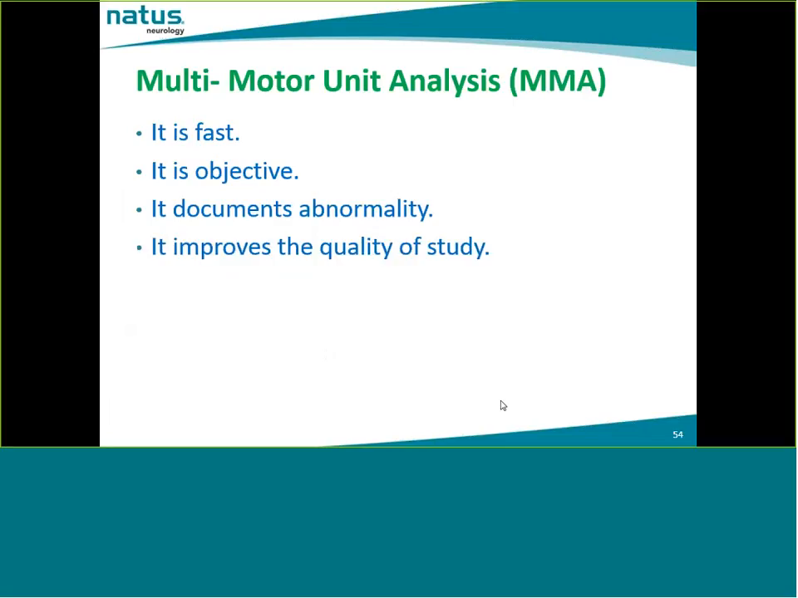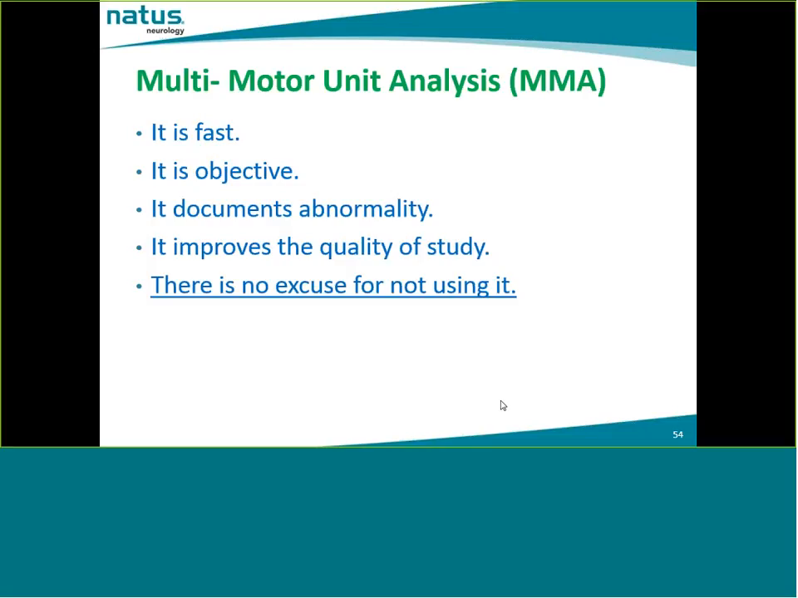It improves the quality of the study because when you are not sure about a borderline study, at least you have a second opinion in terms of the waveforms. You can print the waveforms for reference so that somebody may be able to review them in case of doubt, or you can send it to somebody for their opinion. So this is another way I think about quantitative analysis or multi-MUAP analysis. It's a second opinion on your subjective assessment.